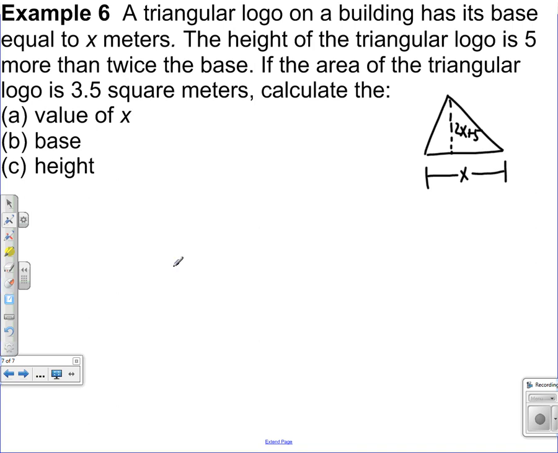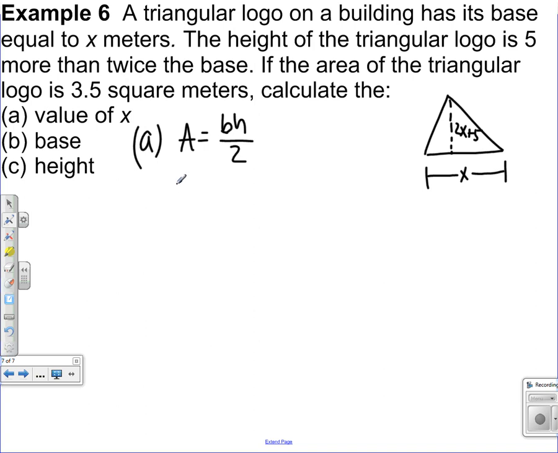Now we have a formula to find the area of a triangle. It's BH divided by 2. Base times height divided by 2. I swear I did not say a bad word. I know it sounds like I did, but I didn't. BH, base times height divided by 2.